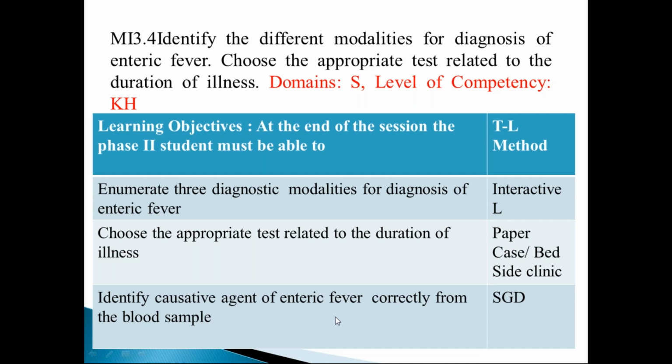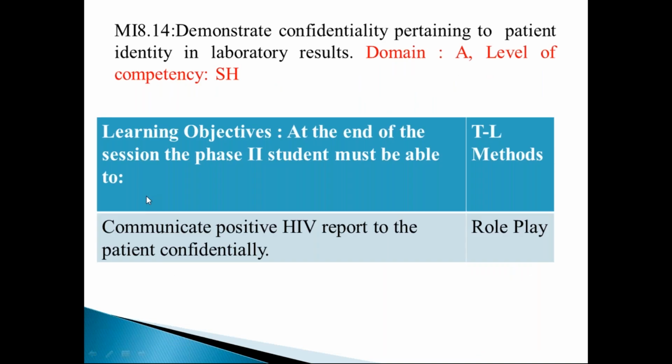No, he will not do anything because the level of competency is knows how. Next, I have taken the 8.14 competency: demonstrate confidentiality pertaining to the patient identity and laboratory result. Here the domain is A, that is the affective domain. Level of competency is shows how.